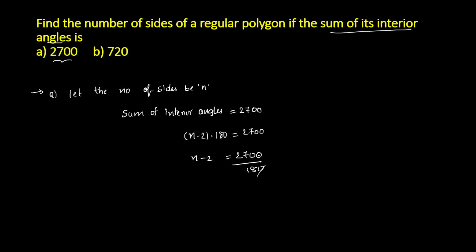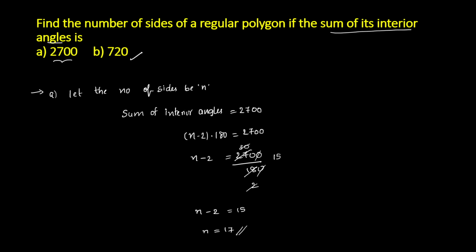So the 0 and 0 cancel. We can cancel 270 and 18 in the 9 table if you don't know the 18 table. 9 2s are 18 and 9 3s are 27. So now 2 1s are 2 and 2 15s are 30. So n minus 2 is equal to 15 and n is equal to 17. 17 is the number of sides.